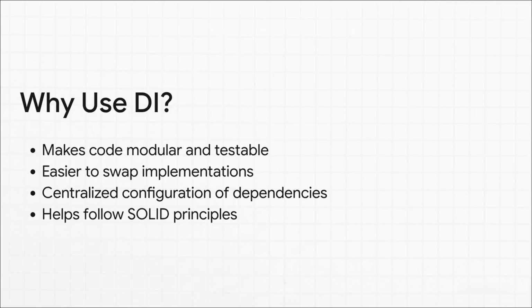So why go through the trouble? Well, think back to that tangled mess. DI makes our code modular, so we can actually test components in isolation, with a fake database or something. It makes swapping things out a breeze. Want to switch from SQL to Postgres? No big deal. And all this configuration happens in one central place, helping us build software that's flexible, not fragile.